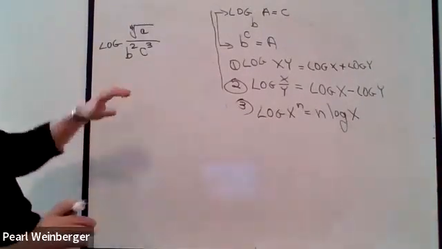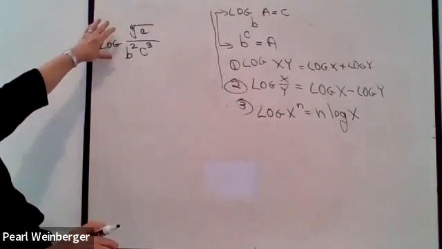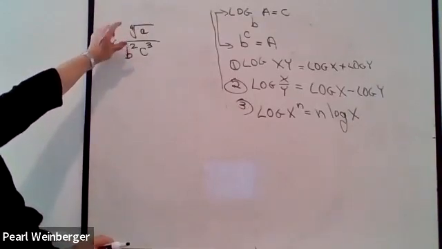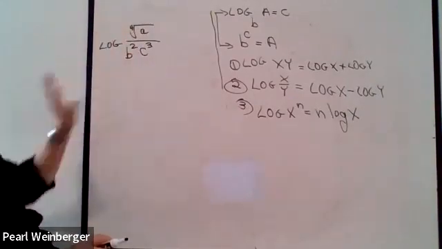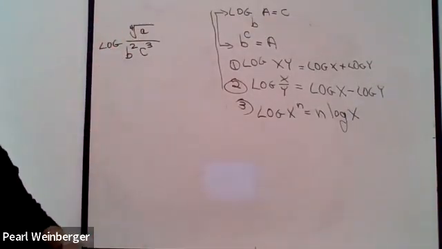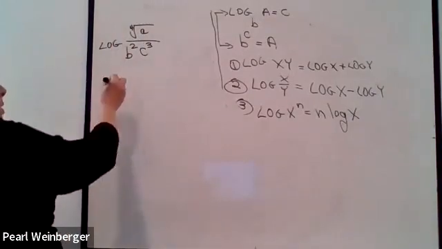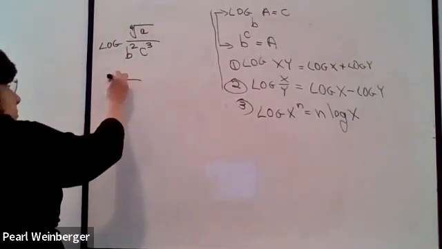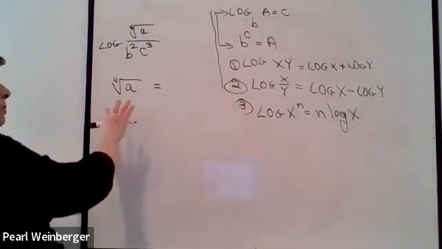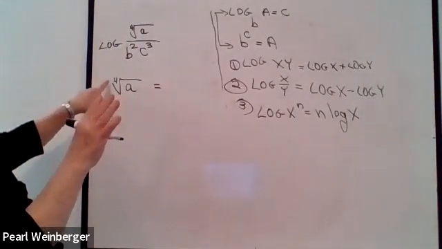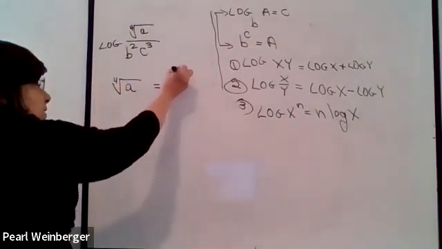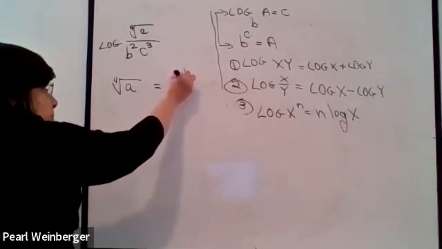Okay, let's work on this together. Let me remind you that when we're dealing in this chapter on exponentials and logs, we don't like to deal with radicals. So anytime I see a radical, I change that from radical form to exponential form. Remember, the 4th root of a is the same as a to the 1/4 power.